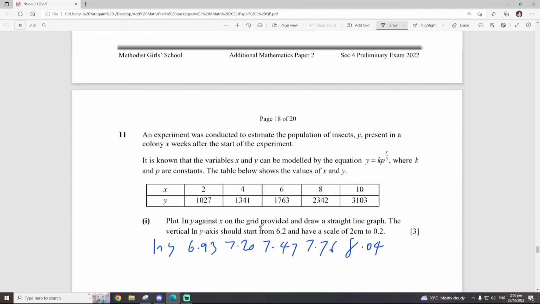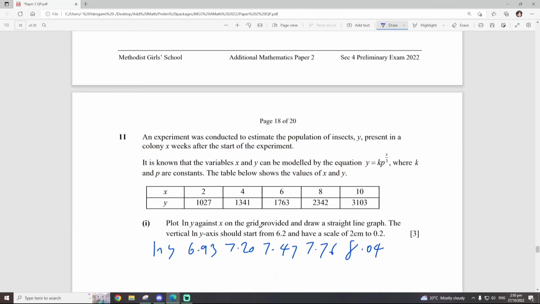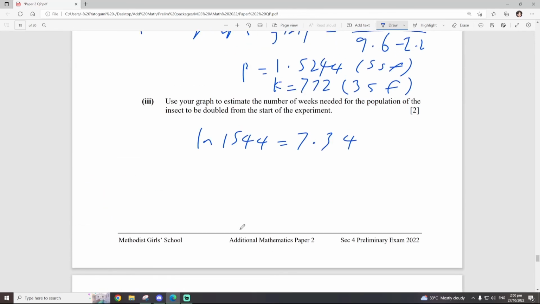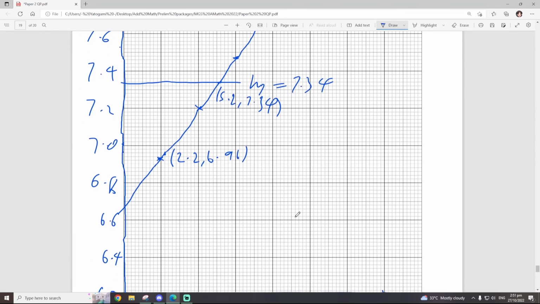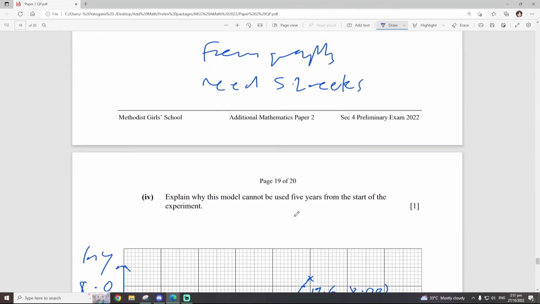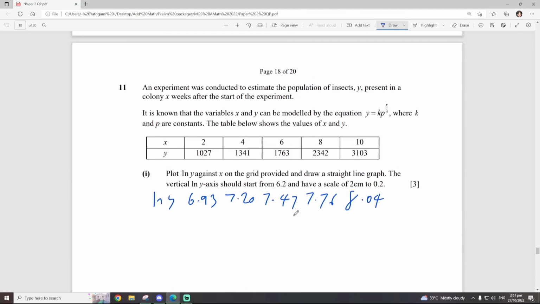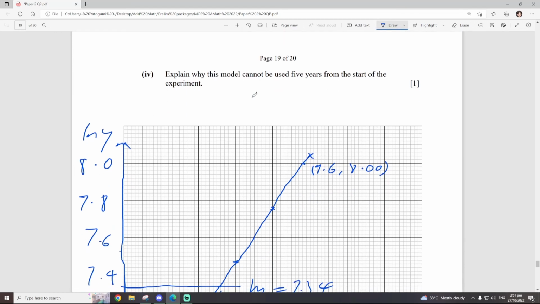So time taken. So this is x weeks, so it takes 5.2 weeks. Or maybe just 5 weeks, I don't know. 5 or 6 weeks, depending on how you drew your graph, but I got 5.2. Explain why you cannot use the model from the start of the experiment. Limitations in the environment, right? So this is just a bit of common sense. This is the kind of question.